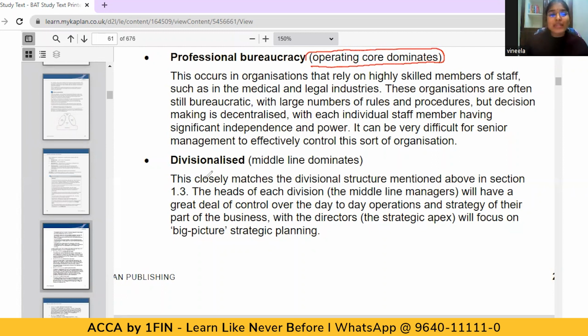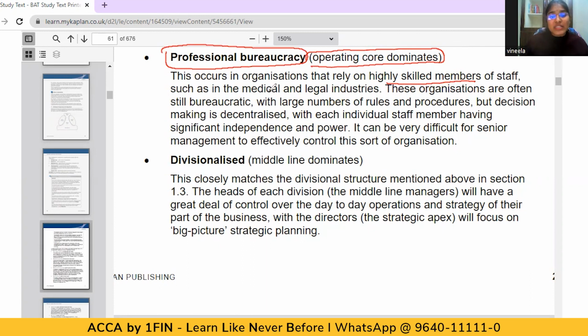They are the people who will take the day-to-day decisions, and they are the people who will try to give the output to the clients. So as these are the people who are doing the work in the organization, they'll try to dominate the organization. As these are specialized, professional people, that's why we are calling it professional bureaucracy. So where operating core people dominate, we'll call it a professional bureaucracy. Understand the characteristics. Simple thing, as there are professional people, it will have highly skilled members of staff.